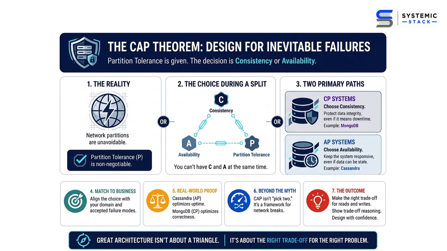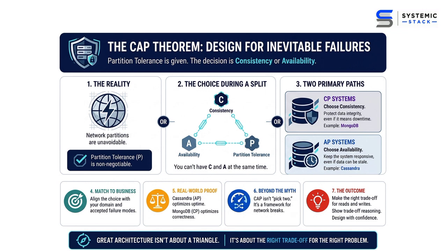We've seen that the CAP theorem isn't just an abstract triangle. It's a framework for making hard choices when the network inevitably fails. Since partition tolerance is non-negotiable in distributed systems, the real decision happens during a split. Do you prioritize consistency or availability? In an interview, a strong answer shows you understand that CP systems like MongoDB favor data integrity over uptime, while AP systems like Cassandra keep the lights on even if the data is slightly stale. It's about matching the system's behavior to the specific business requirements.